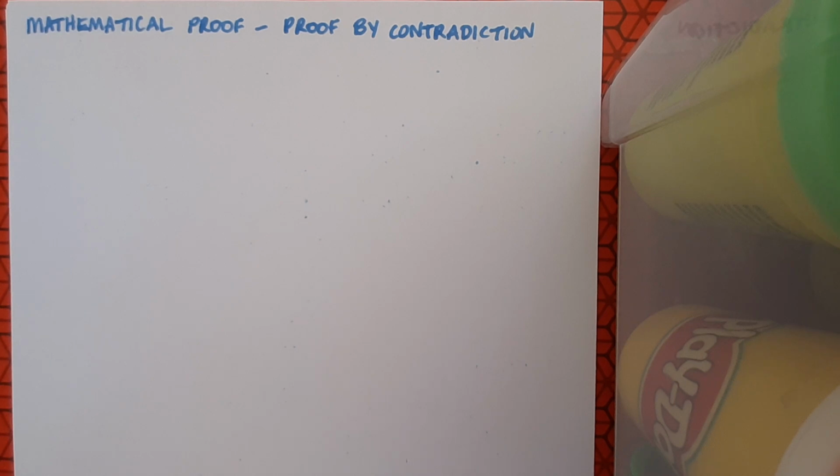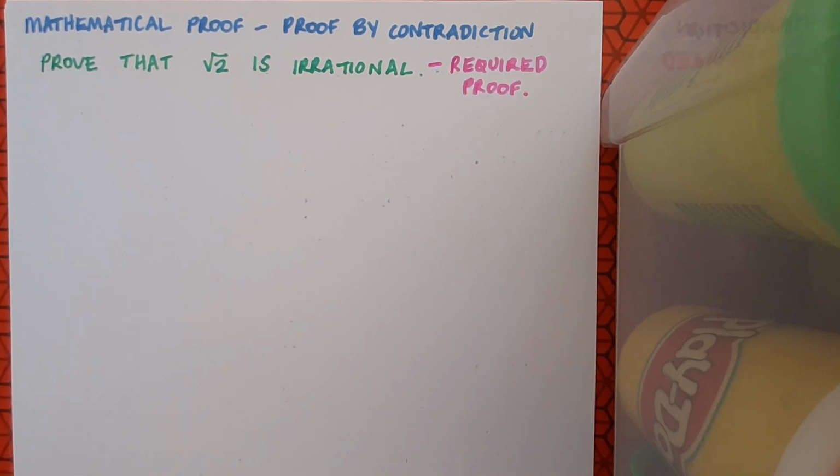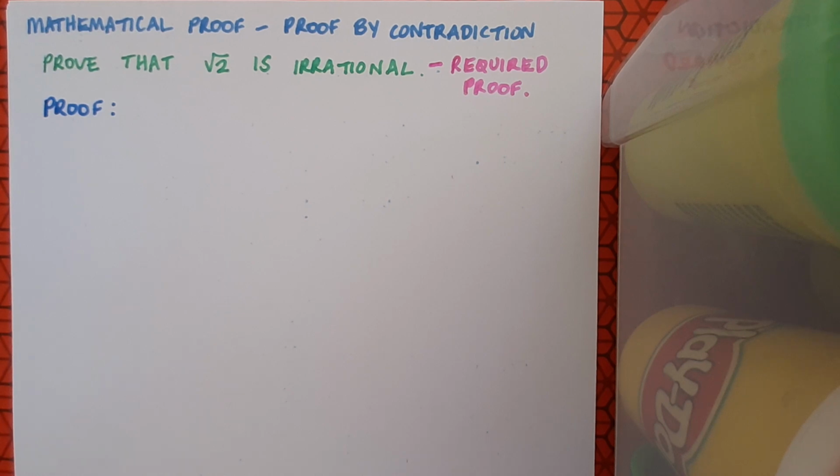The example that I'm going to look at is proving that root 2 is irrational by contradiction. And this is actually an examinable proof on your course, so you have to know it for your Leaving Cert exam. Okay, now since this is proof by contradiction, we're going to make the assumption that's completely opposite to what we're trying to prove to begin with. So we'll state that first. We're going to assume that root 2 is rational.